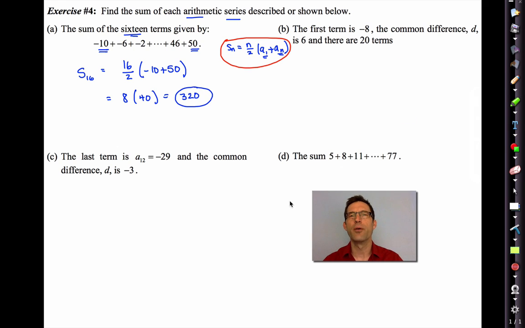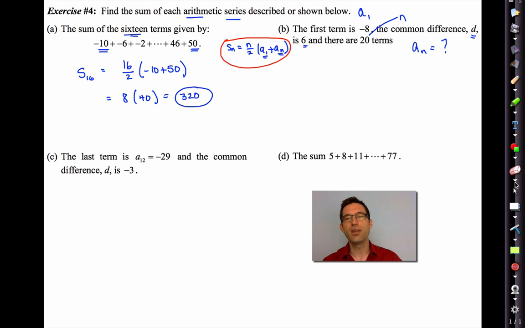All right, well, let's go through it. It says the first term is -8, so we have A1. That's good. The common difference, D, is 6. Well, that's nice. And there are 20 terms. That's N. What we don't know is A sub n. We don't know that last term. All right, and we need it.